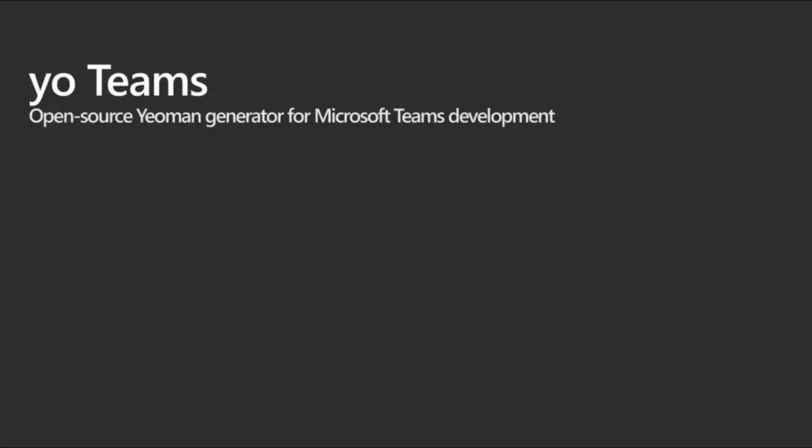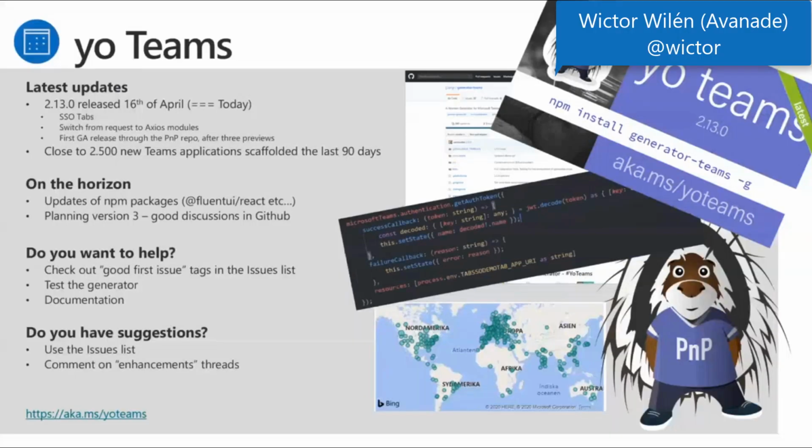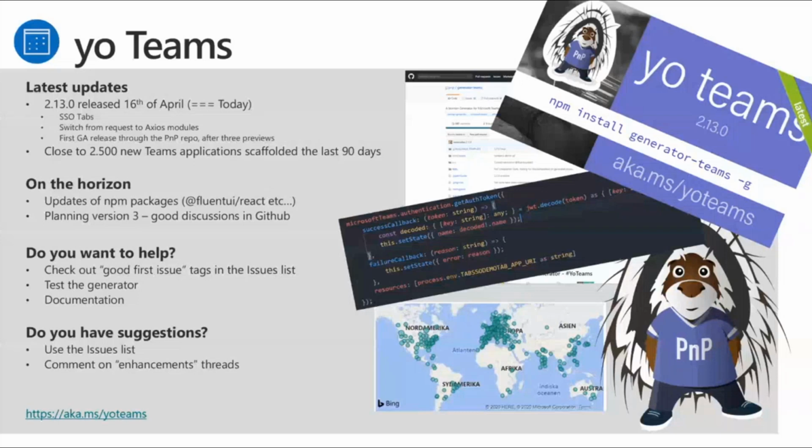And then Victor is on the call to talk about Yo Teams as well. There's a new release. Woohoo! Yeah, so we had a new release this morning, 2.13, which I demoed a week and a half ago, I think it was, when it was a preview version, where we can now scaffold out single sign-on tabs using the new single sign-on preview feature in Microsoft Teams. It makes it easier for you to authenticate and authorize your users in the Teams tabs.